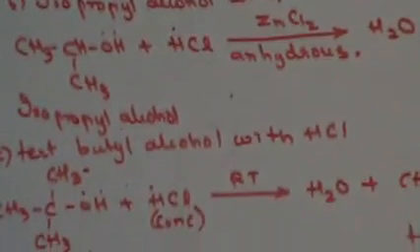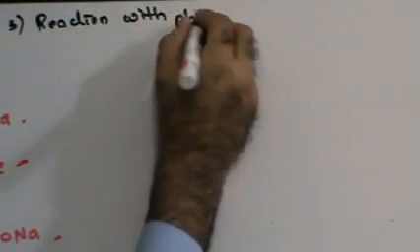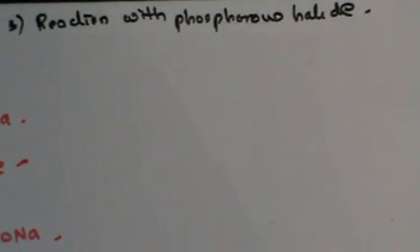3 types of hydrogen halides we saw. We saw hydrogen chloride, hydrogen bromide and hydrogen iodide. Next, let's see the next type of reaction. Let's see the reaction with phosphorus halide. Right? Let's see reaction with phosphorus halide.